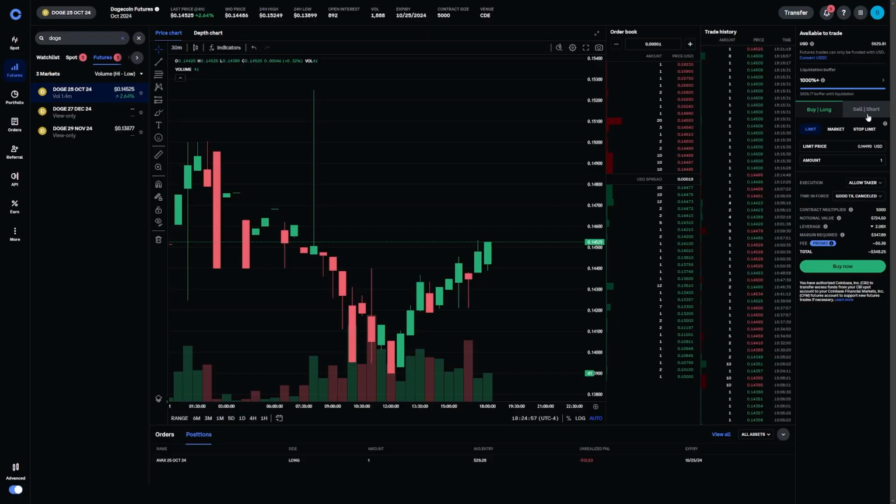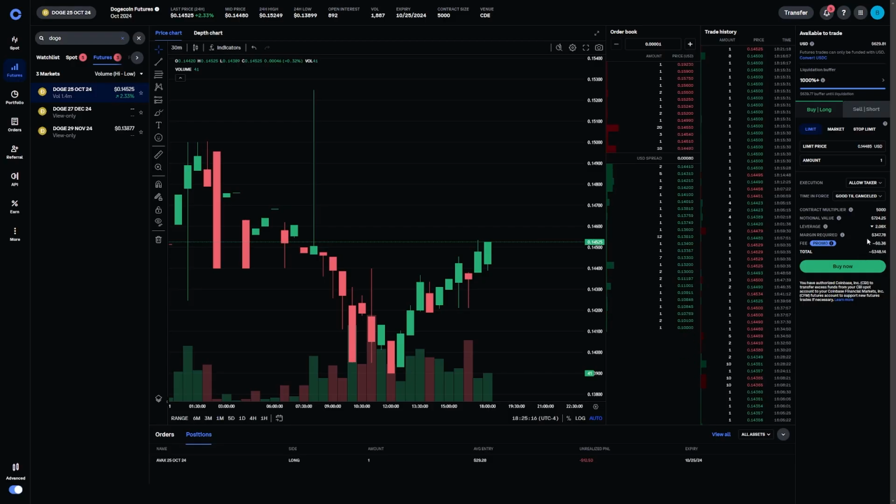Or I can sell and go short, which is essentially saying, hey, I'm placing a bet that the price of Dogecoin or whatever asset I'm trading is going to go down in value. So I can buy and go long and sell and go short the same market. Now, the way that these work is that they are leveraged products.